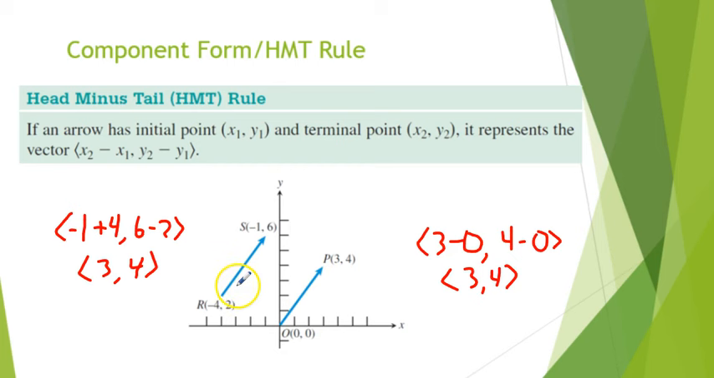Sometimes questions may ask you if the vectors are equivalent. Just use your head minus tail rule, or your ending point minus your starting point, to find the component form and compare those vectors to see if they're equivalent or not.